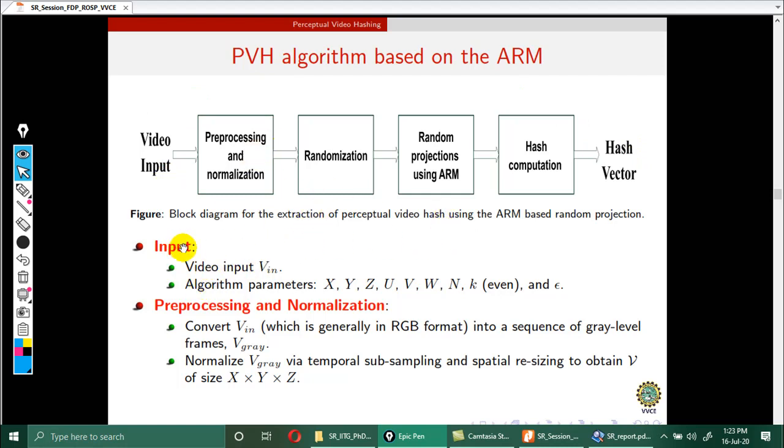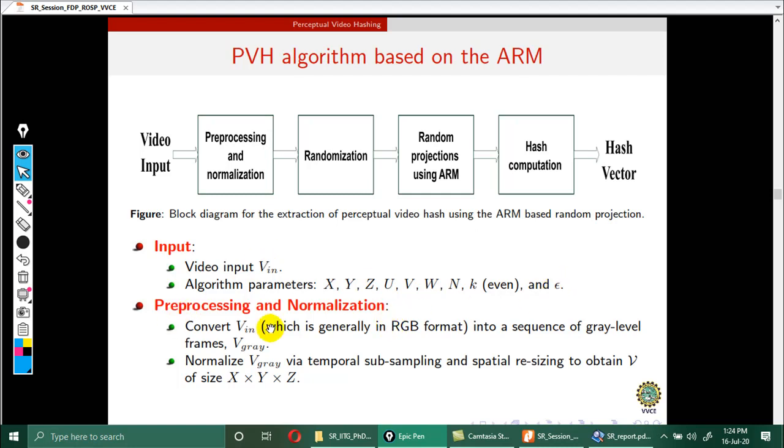What are the inputs to the perceptual hashing function? One is the video input, and then the algorithm parameters x, y, z. The x, y, z represent the size to which any given video should be brought down. U, V, W represent the subcubes, and n represents the number of subcubes that you need to take. K represents the length of the hash, that is, the number of bits that you extract from a given video, and epsilon relates to the parameter that we just discussed in the JL lemma.